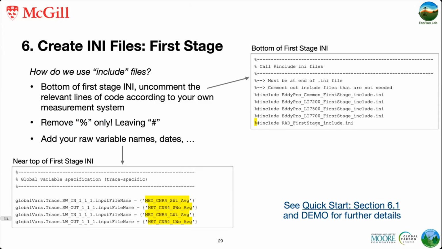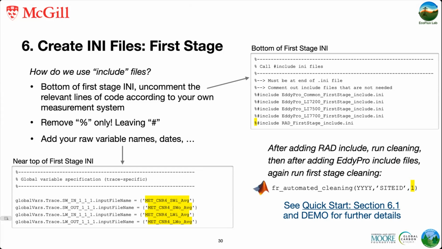And then near the top of the ini file, as with the metadata, you're going to add in your raw variable names into these lines of code where the yellow highlighting is. Then once again, after adding the radiation include file and adding the variable names, you'll run the cleaning to test this. Following that, we'll add the EdiPro include files.